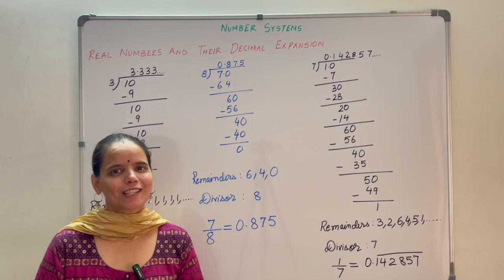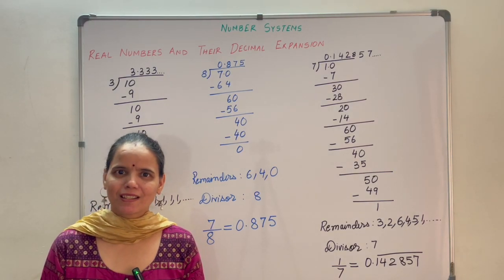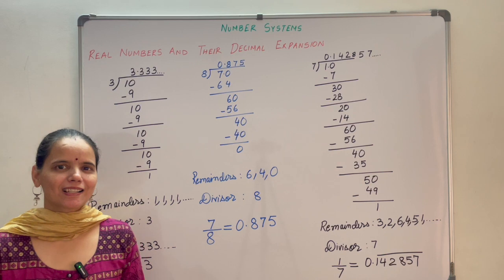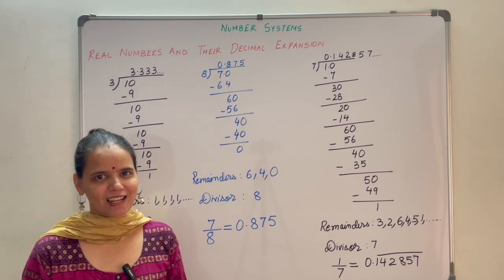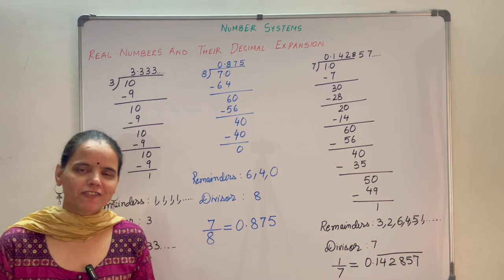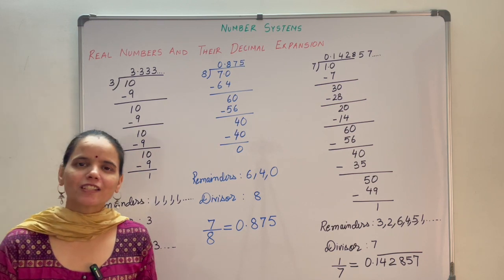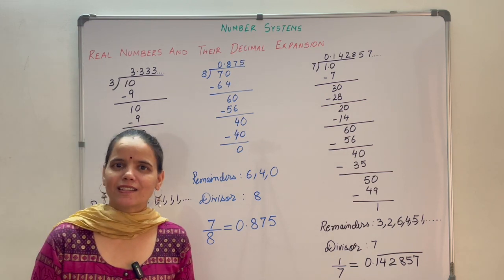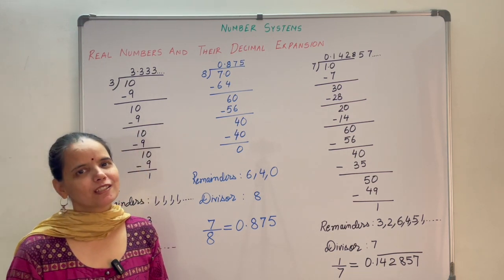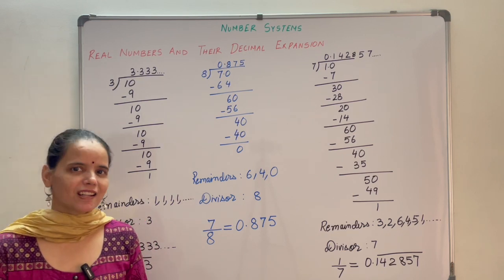Let us now see the decimal expansion of real numbers. You know that a real number is a collection of rational numbers and irrational numbers. You have a good friendship with rational numbers. So let us first take up the decimal expansion of rational numbers, and then later on we will take up the decimal expansion of irrational numbers.